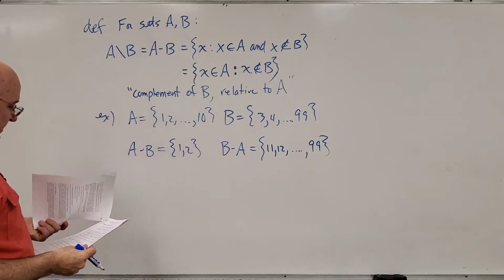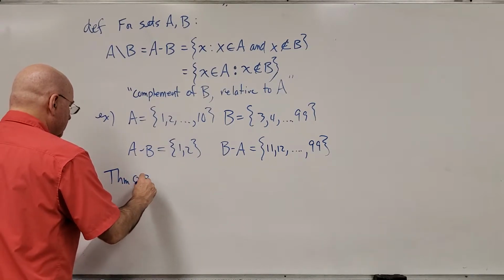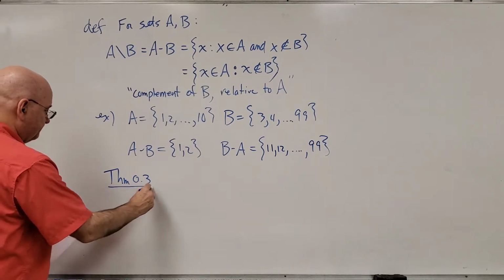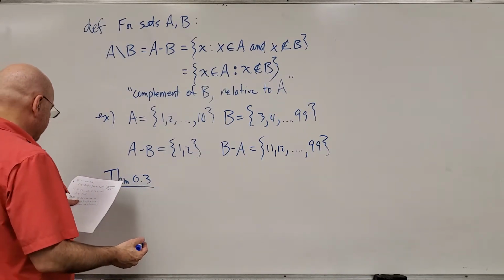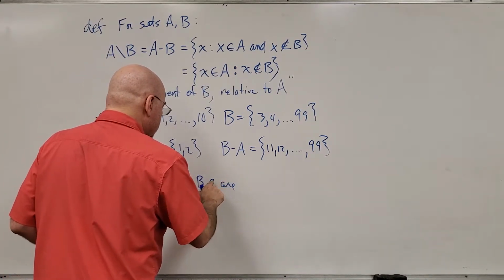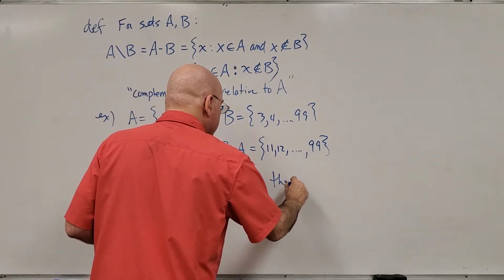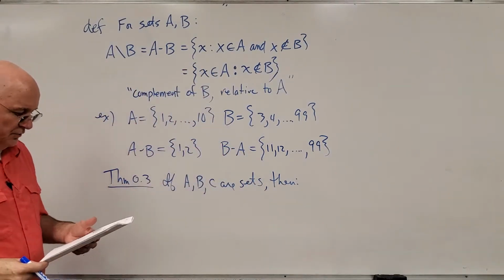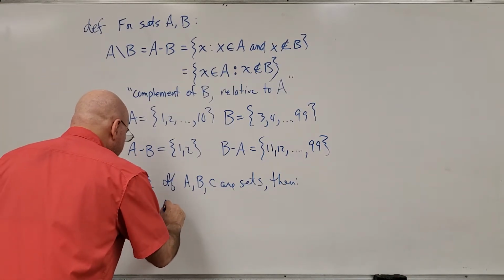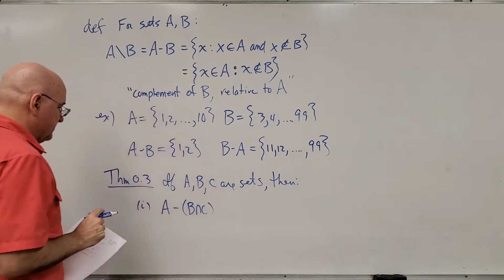Now let's take a look at a theorem we'll call theorem 0.3. Fairly short theorem. We're going to take 3 sets, though, in theorem 0.3. If A, B, and C are sets, then the following 2 statements hold. I. The first one, A minus the intersection of B and C, in parentheses.